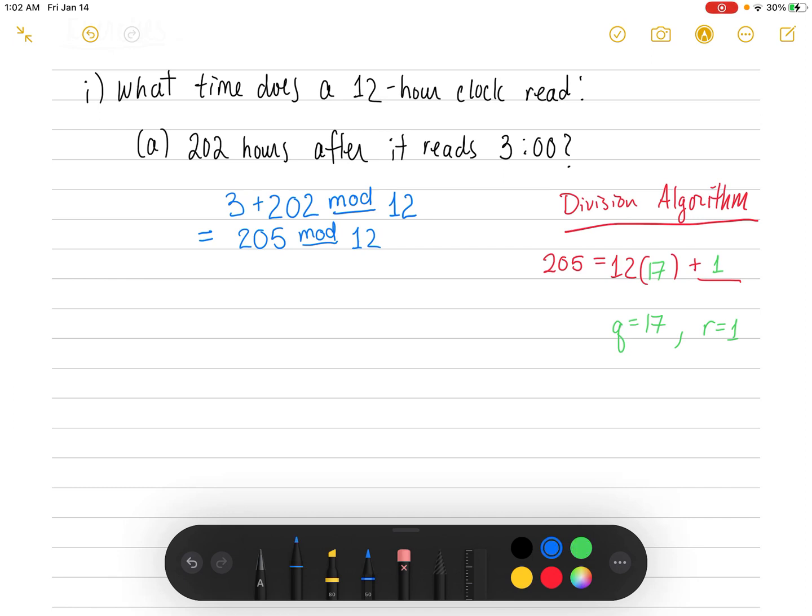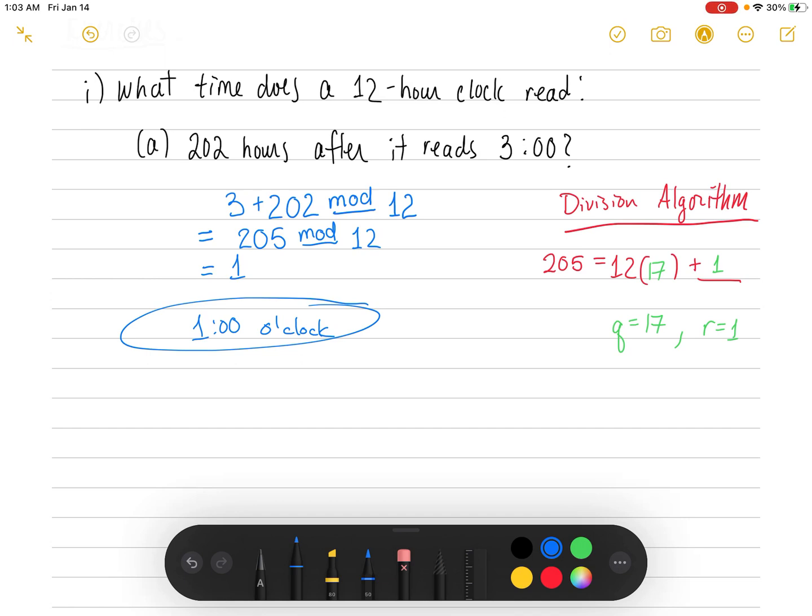So my r is 1. So 202 hours after 3 o'clock is 205 mod 12, which is simply 1. That would read 1 o'clock. Whether it's AM or PM, we can't tell from this information. We're just doing a clock. When you're looking at a 12-hour clock, you can't tell just by looking whether it's AM or PM. So 1 o'clock.